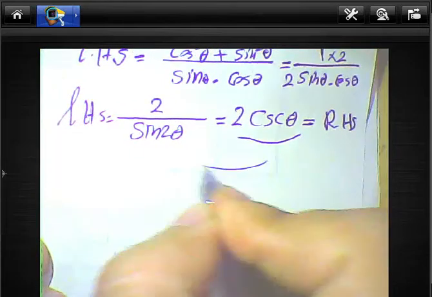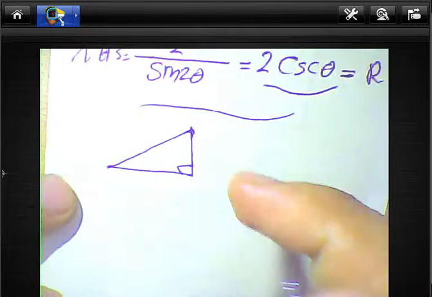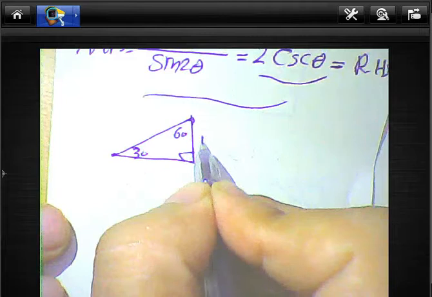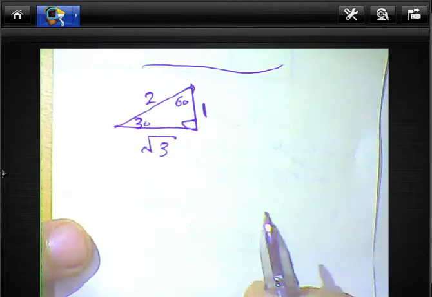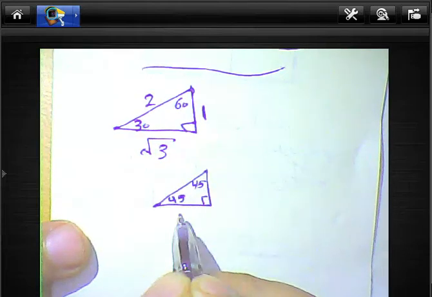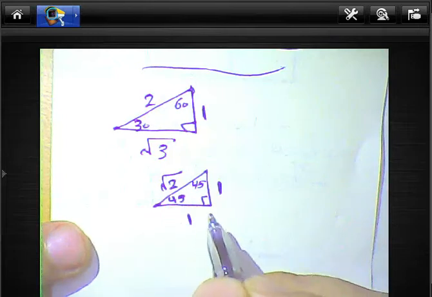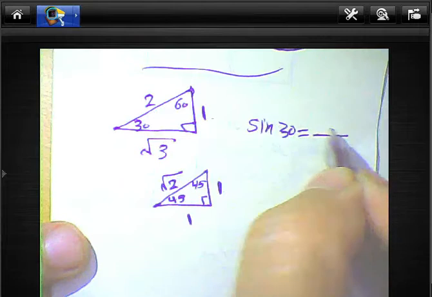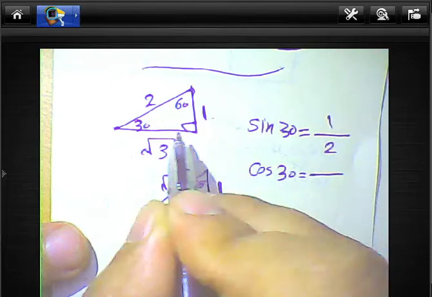And we must know all the properties of the 30-60 triangle. Keep these properties in your mind. We have 30 and 60. This means the side opposite 30 will be 1 and the hypotenuse will be 2. The adjacent equals root 3. And what about 45? We have 1, 1 and root 2. So sine 30 equals 1 over 2, opposite over hypotenuse, and cosine 30 equals root 3 over 2.